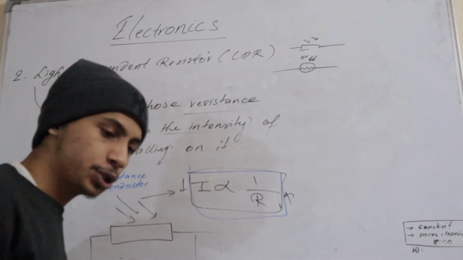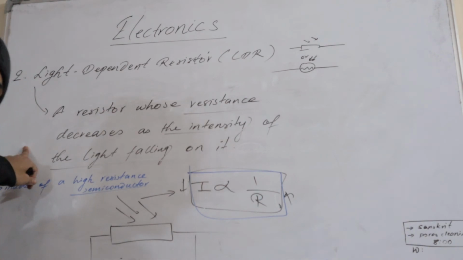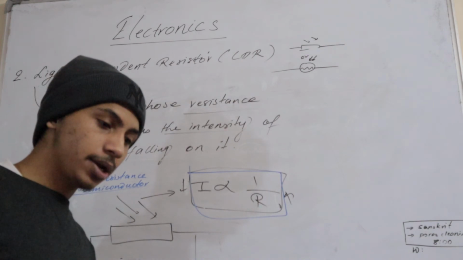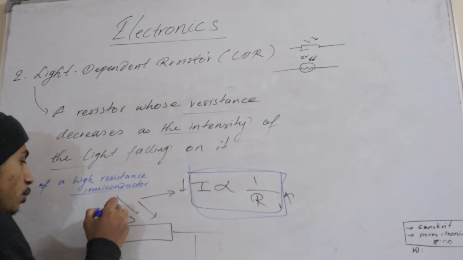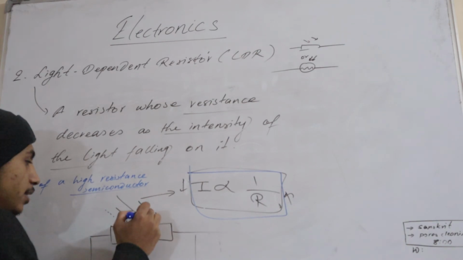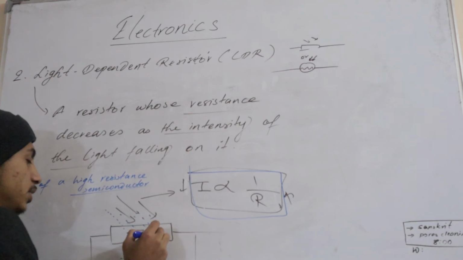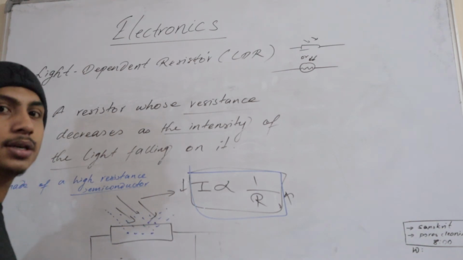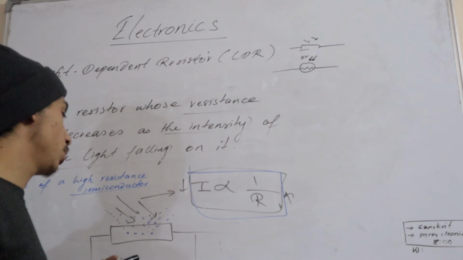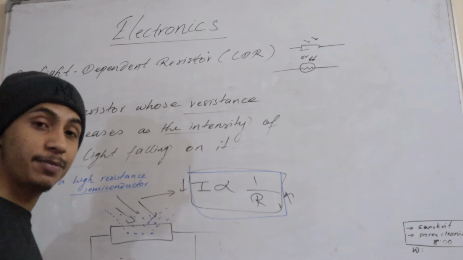I told you that if light falls on the LDR, its resistance decreases. Same thing. And also some photons are absorbed. When these photons hit the surface of the LDR, some photons are absorbed and some photons are released out. I told you that you study this in quantum physics, so no need to know this in brief.